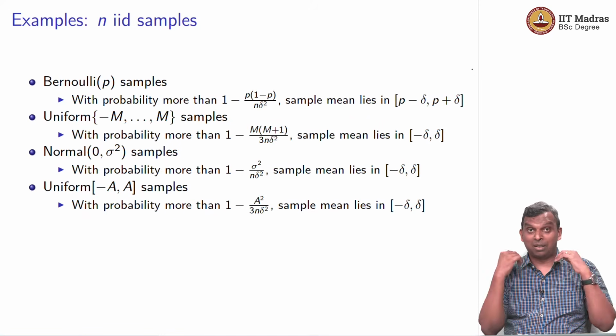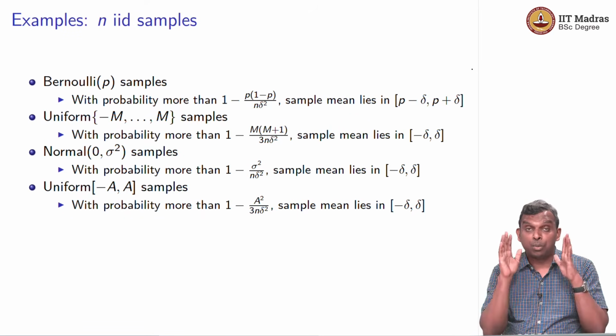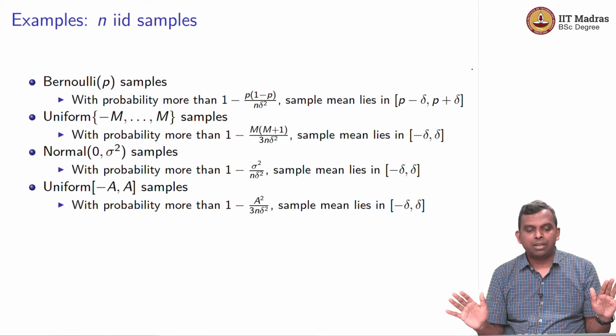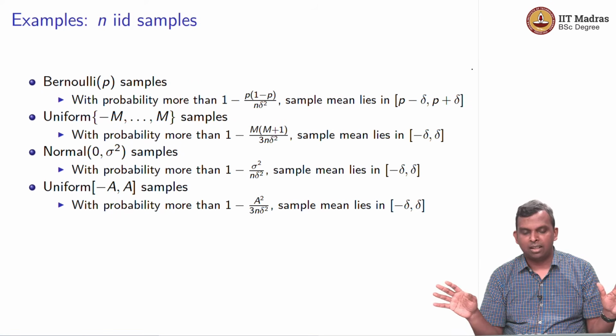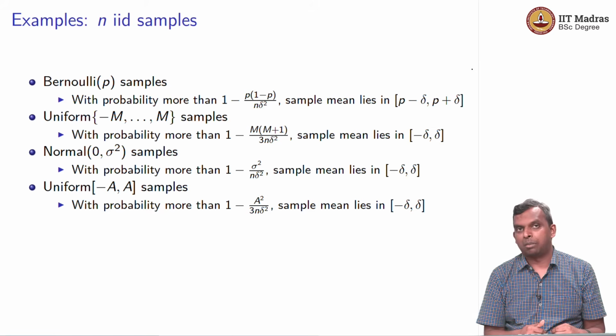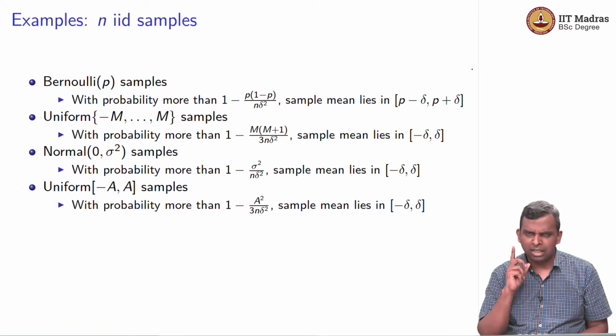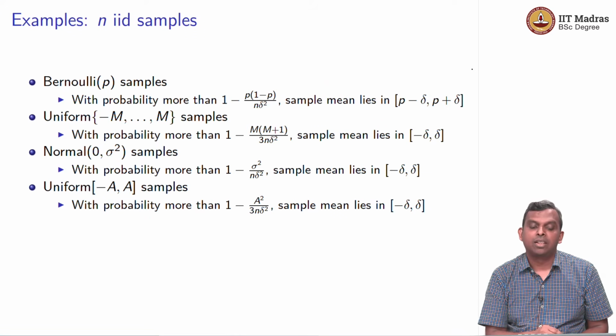Here are some examples. Let's look at some examples. In every case here, the distribution is known. n IID samples, I give you the distribution. You just plug in the formula and then say what the law of large numbers is saying, based on the Chebyshev inequality application. Chebyshev inequality needs the variance. The variance alone you have to calculate for the distribution.